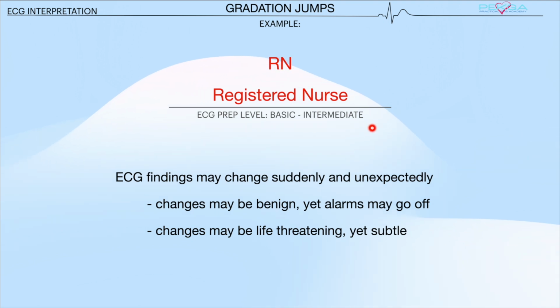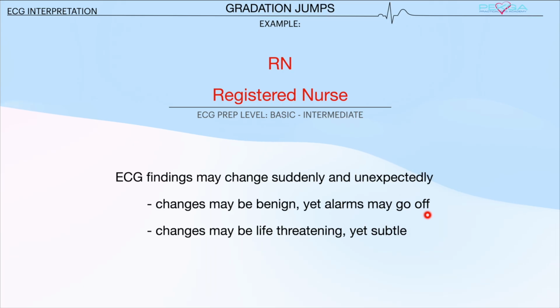But it is a wide range of ECG prep. ECG findings may change suddenly and unexpectedly. So I'm assuming that, if you're a nurse, you have patients' rooms, right? And there's an ECG hooked up to a patient, and the ECG findings may change suddenly and unexpectedly. Now, sometimes the changes may be benign, yet the alarms may go off.